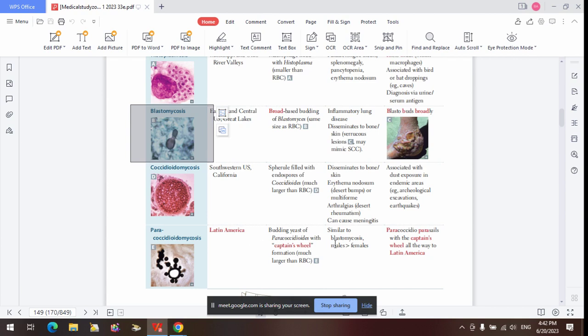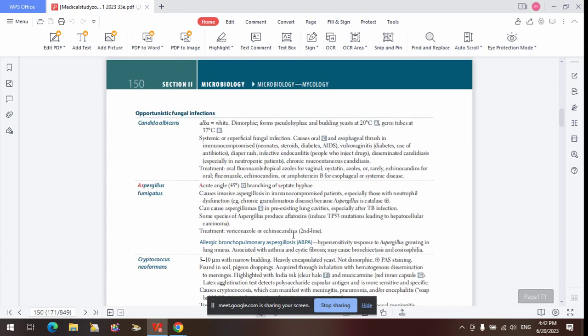So once you see the captain wheel appearance of the budding yeast, you can see the yeast forming buds that have the captain wheel appearance. You know that is paracoccidioidomycosis. So the presentation is not different from blastomycosis, is not different from coccidioidomycosis. They are similar. So I think with this point we can differentiate between those guys very well. So by the time we are looking at questions, it will be very easy for us.